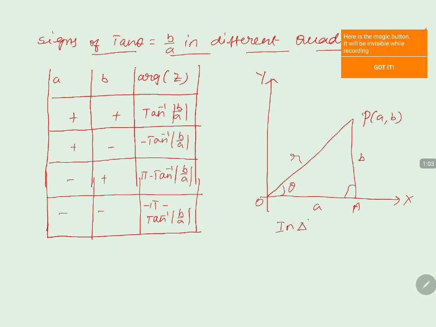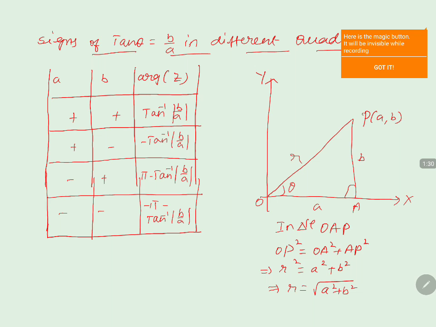triangle OAP, by the Pythagoras theorem, we can write OP square is equal to OA square plus AP square. That can be written as r square is equal to OA, which is a, square, plus AP, which is b, square. Then we get r is equal to the square root of a square plus b square.